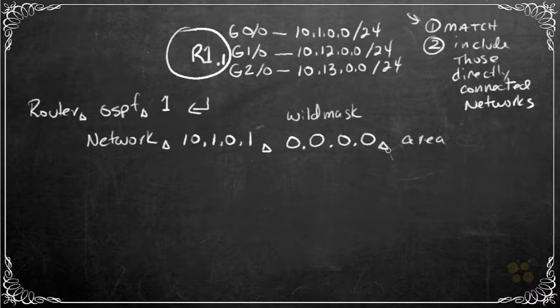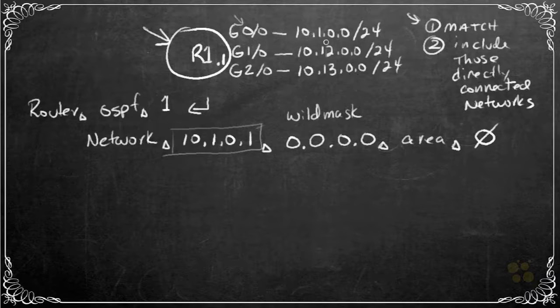And then we'd follow up with a space, then area, space, and then the area that we want any matching networks to go into. In our topology, we're going to use area 0 across the board. So let's think through this together as if you and I are router 1. We would look at this network statement saying, okay, do I have any interfaces that exactly match these 32 bits, 10.1.0.1? So it does a quick check. Yes, I do. And as a result, I need to include that directly connected network on gig 0/0, the 10.1.0 network, as part of OSPF.